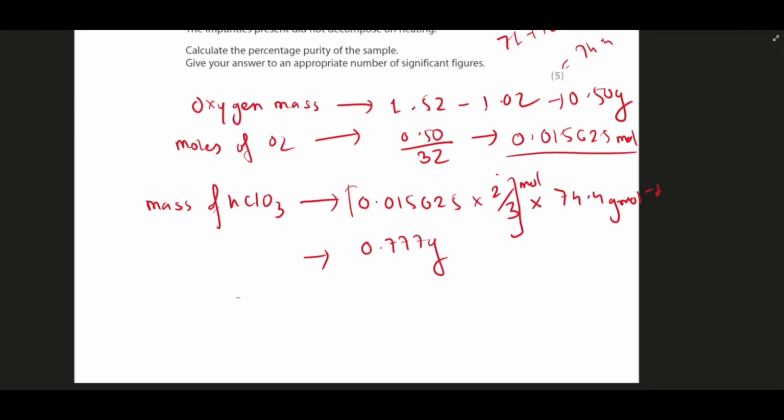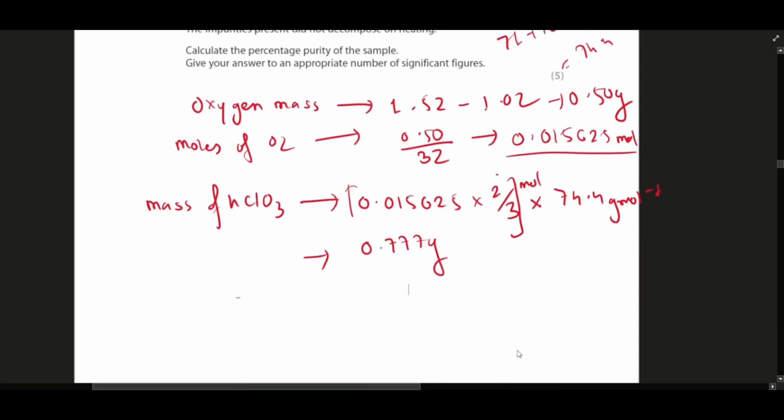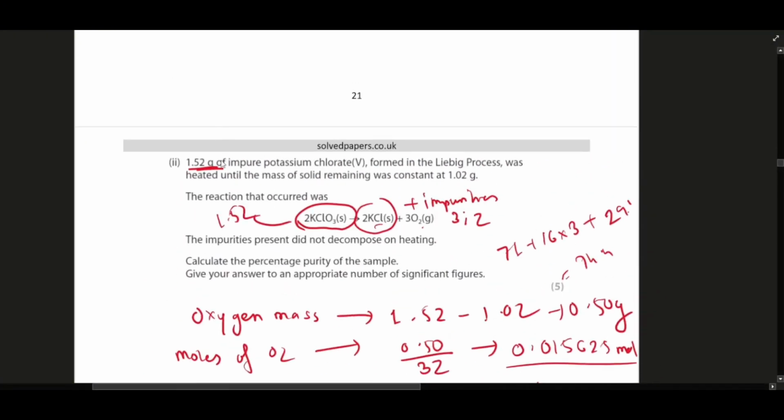Okay, so what is the total impure sample mass? It was 1.52 gram. We are trying to find this one, isn't it? Don't think about KCl. This is the mass of solid 1.0. That is what this one is. Get my point? No, it does include, but they told you to find the percentage purity of the sample basically.